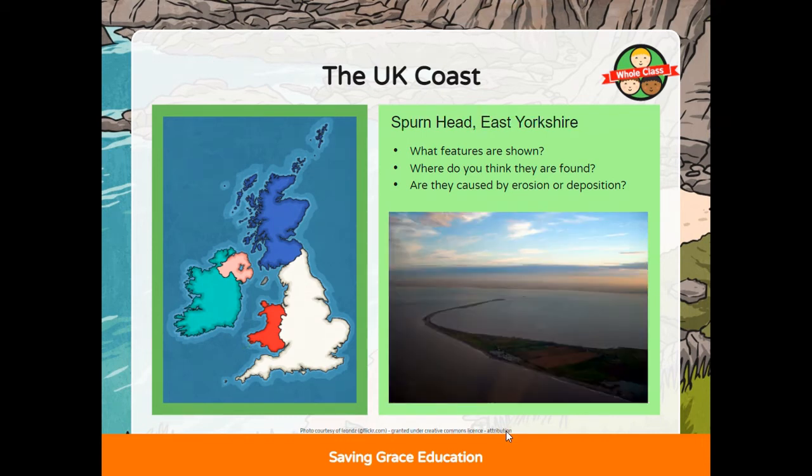Spurn Head is one of the most striking features of Britain's coastline, stretching for 3.5 miles across the Humber estuary. This curving spit is only 50 meters wide in places, making it look like an elongated tongue. Remember that a spit is formed by the deposition of sand.